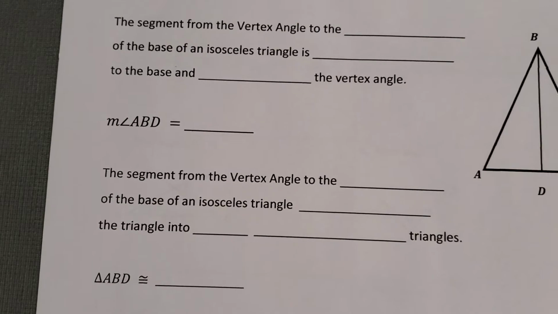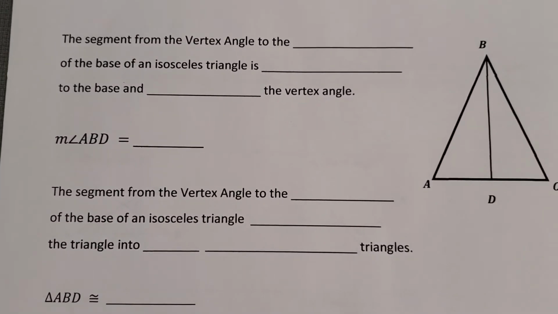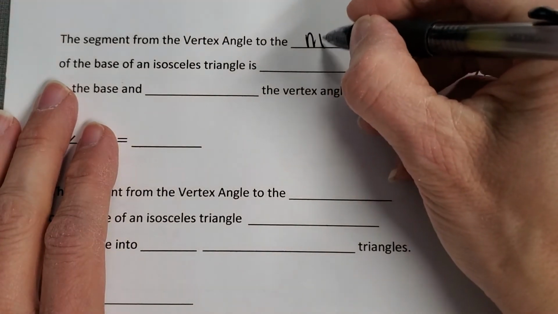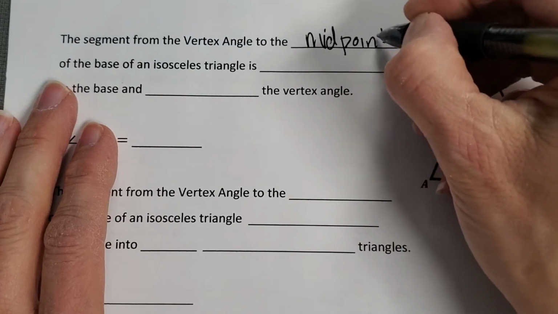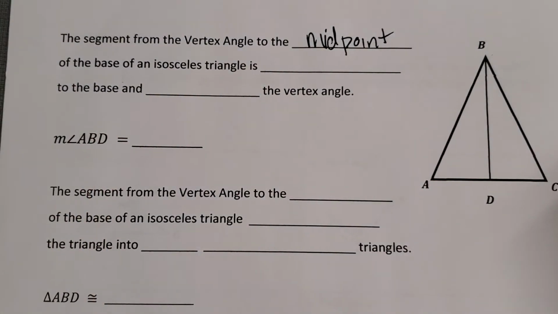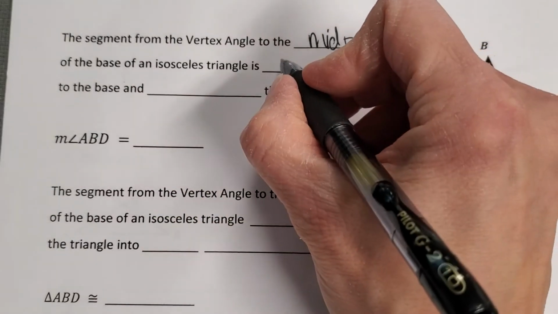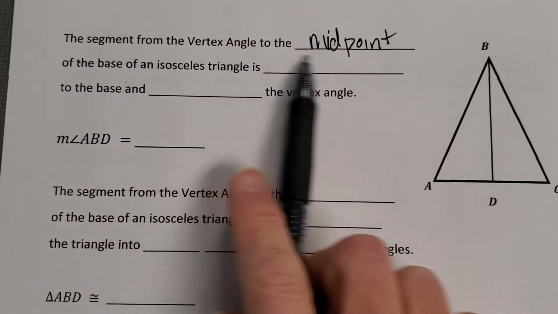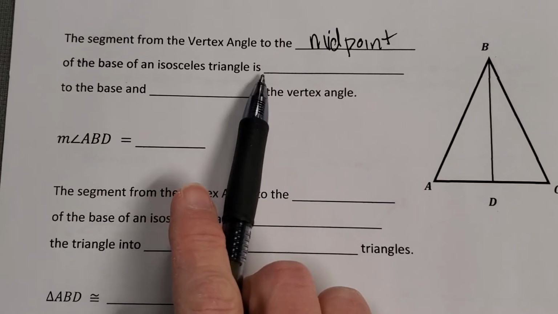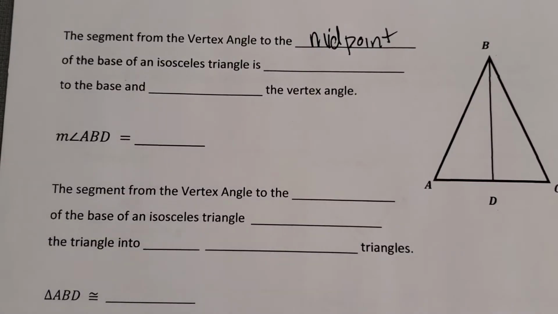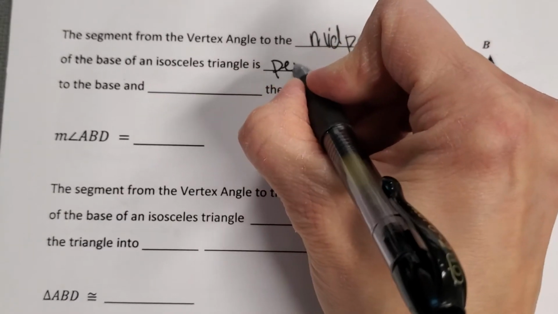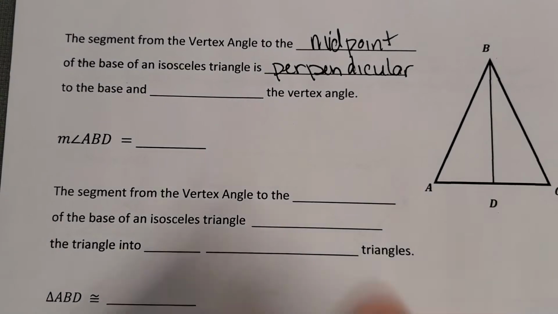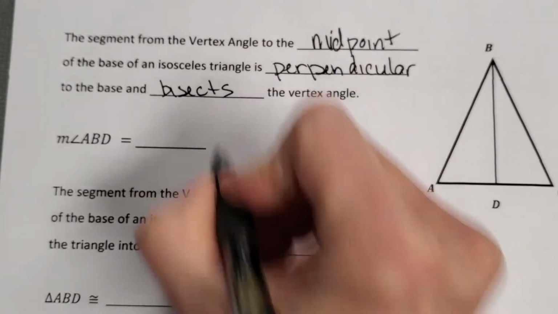There's a couple other things we want to know about an isosceles triangle. The segment from the vertex angle to the midpoint of the base of an isosceles triangle is perpendicular to the base and bisects the vertex angle.